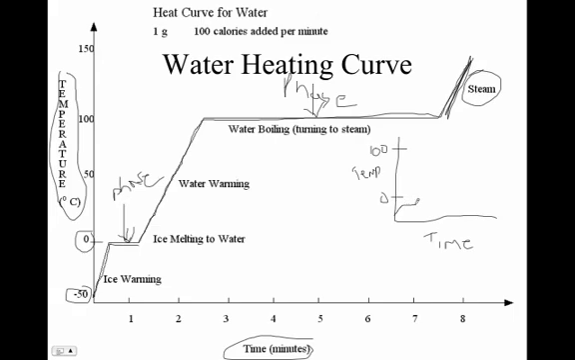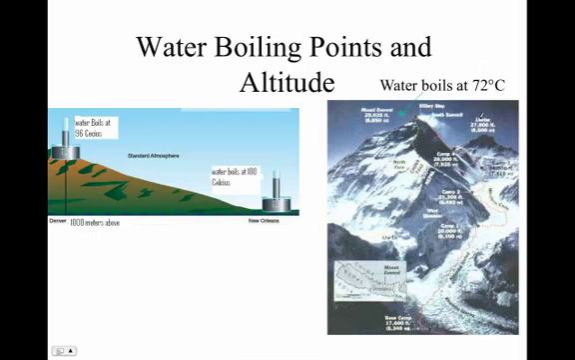Salt water is going to plateau at a temperature much lower than 0 when it melts, and then salt water boils at a much higher temperature. So salt water's plateaus would be above 100 for the boiling point, and it would be below 0 for the melting. Why? Because salt lowers the freezing point and it raises the boiling point.